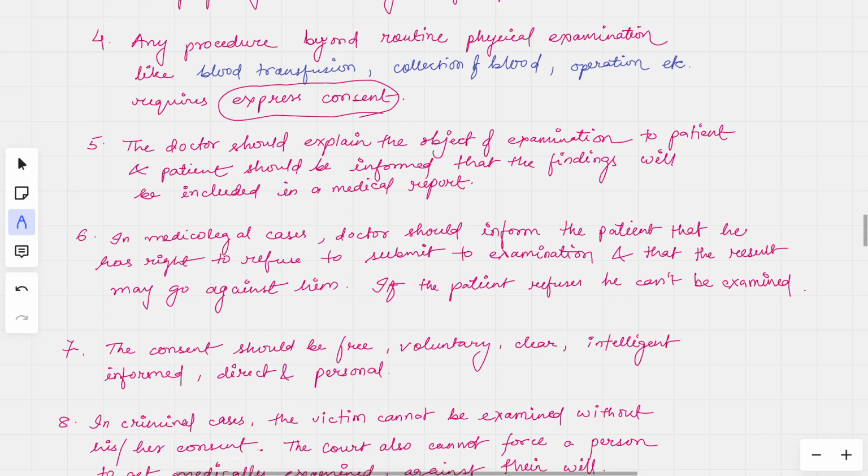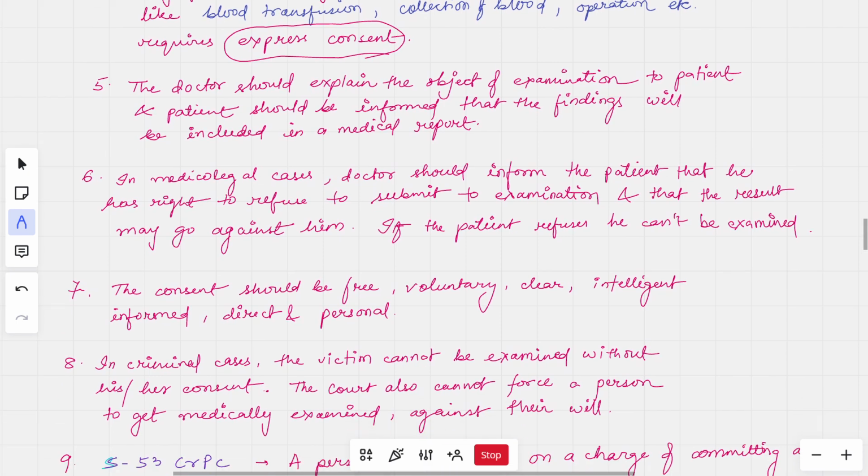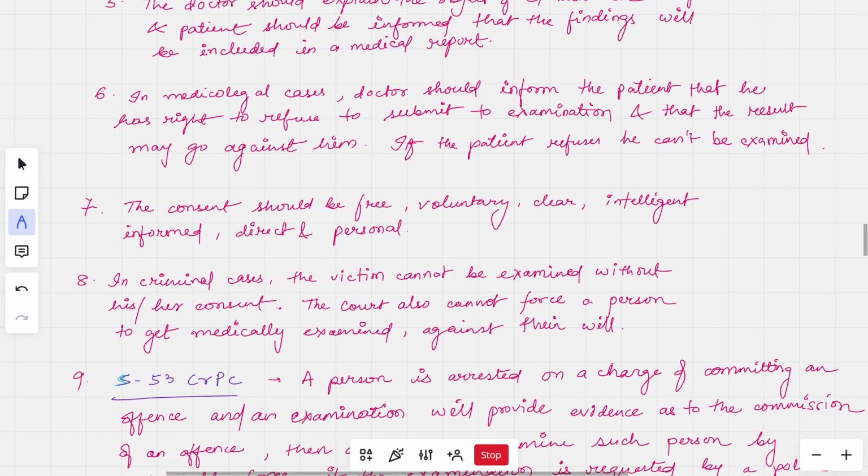And that's it. The point itself is explainable, you can understand. Then we have the sixth point. In medical legal cases, the doctor should inform the patient that he has the right to refuse to submit to examination and that the result may go against him. If the patient refuses, he cannot be examined. Then the seventh point says the consent should be free, voluntary, clear, intelligent, informed, direct, and personal.